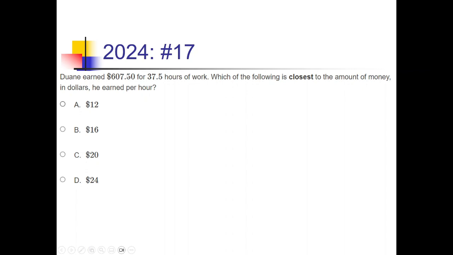So 607.5 is pretty close to 600, so we'll call that 600. And then 37.5, that's pretty close to 40. I'm going to call that 40 hours. Now, the money he earns per hour, we get that by dividing the total dollars by the total hours. So 600 over 40, which is going to come out to, let's see here, 60. You could cancel these zeros, so we just have 60 over 4, which is 15. So roughly $15 per hour. That's not any of the answer choices, but it's pretty close to answer choice B. So I'm going with that one.